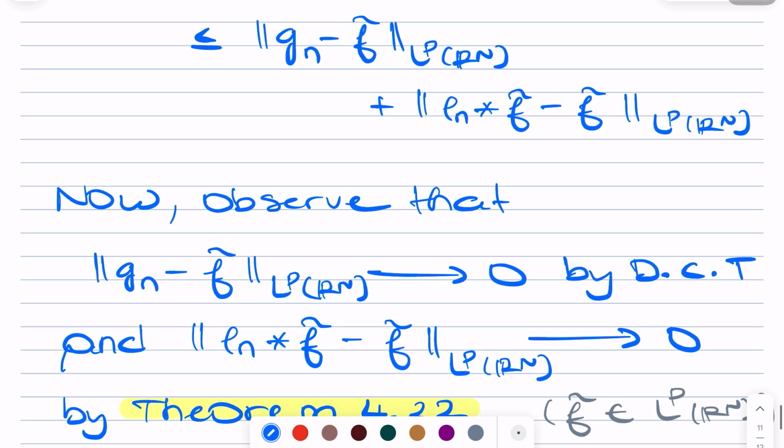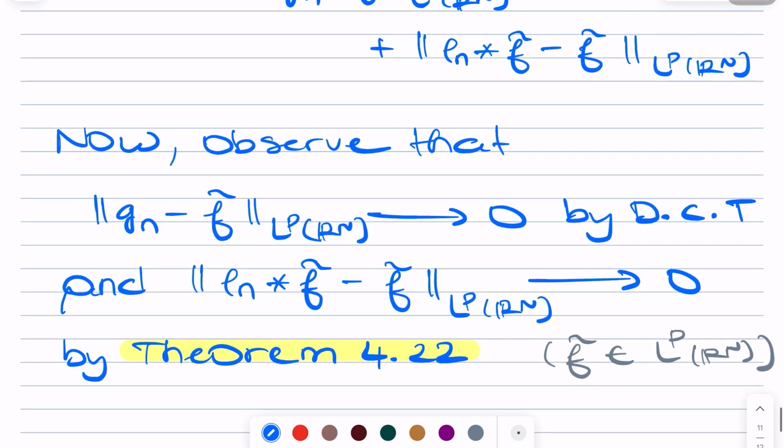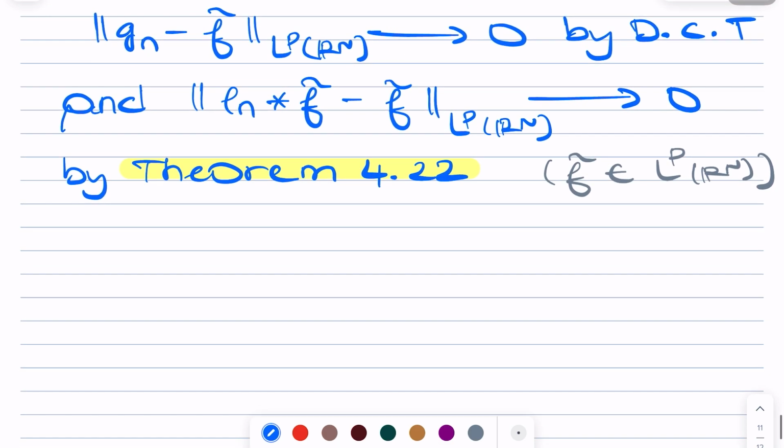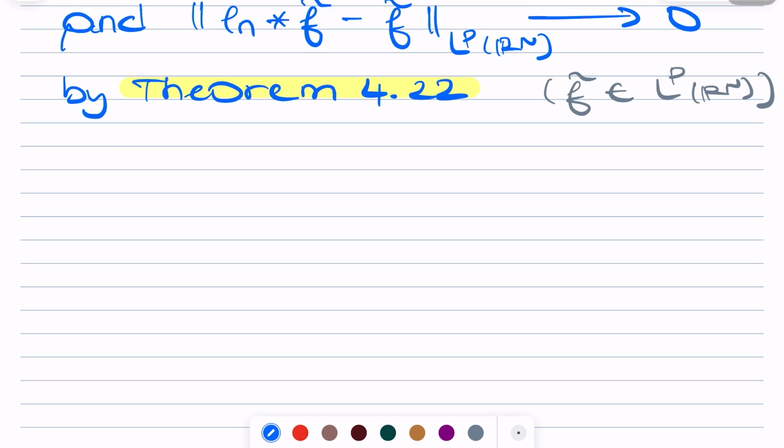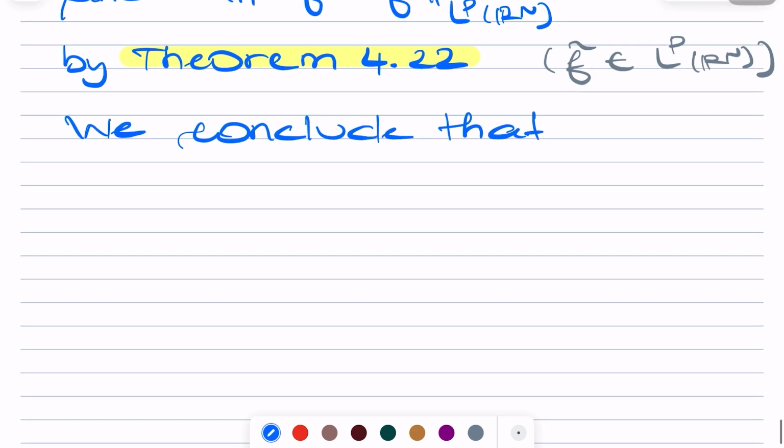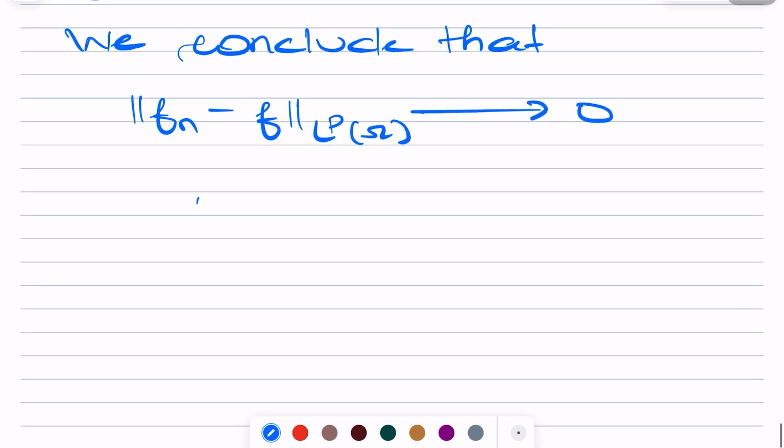Okay, so all the terms on the right hand side go to 0, so we conclude that the norm of Fn minus F in Lp of omega actually goes to 0. So this ends the proof, which was really a very nice proof.